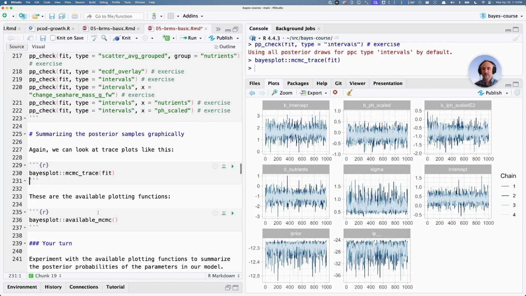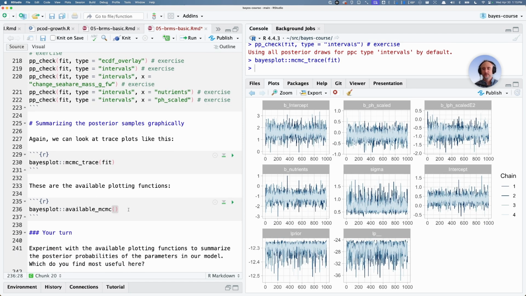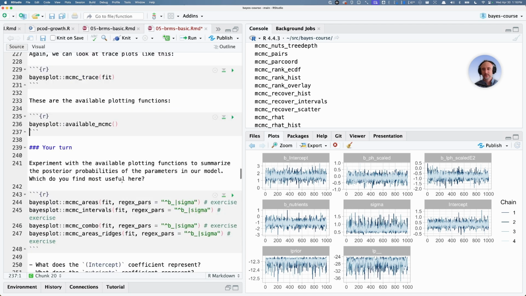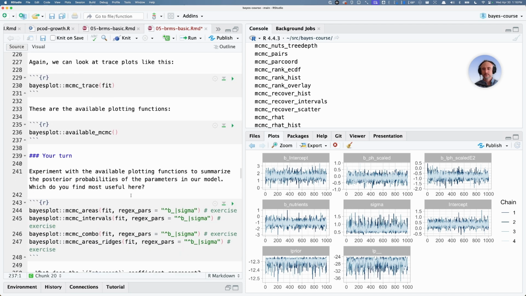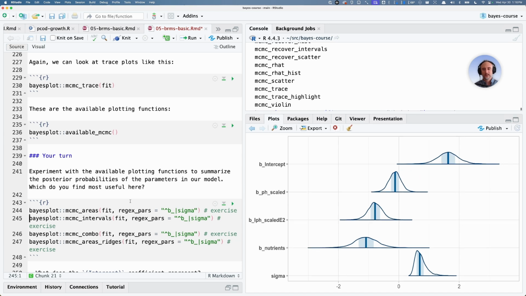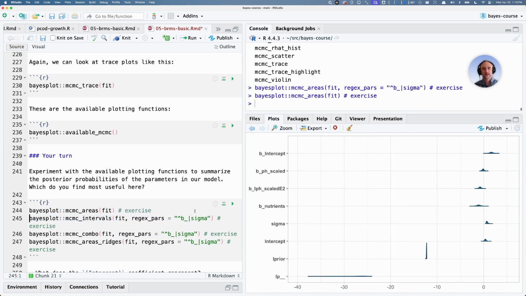So we already looked at this one, which was an MCMC trace. There's all sorts of other MCMC plotting functions available within brms, which I can get with that function, available MCMC. If we look at some examples here, again, I've carried in that regular expression of pars, because if I didn't, I'm also going to get my log prior and log posterior density, which just messes up the scale, the x-axis of my parameters. So I'm going to tell it that I want everything that starts with b underscore or sigma.